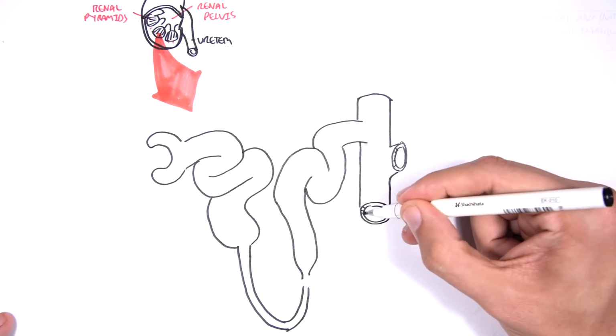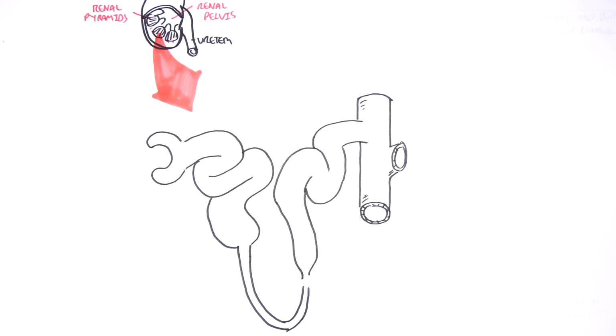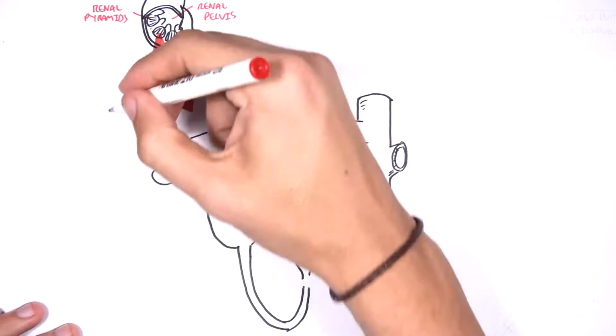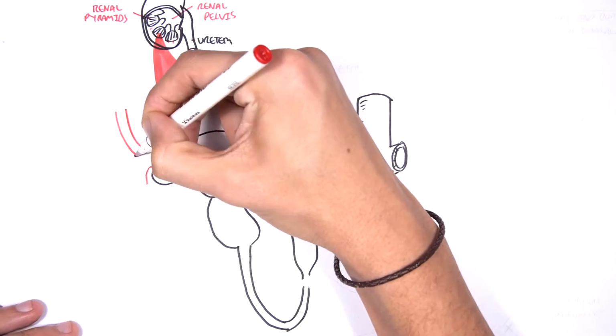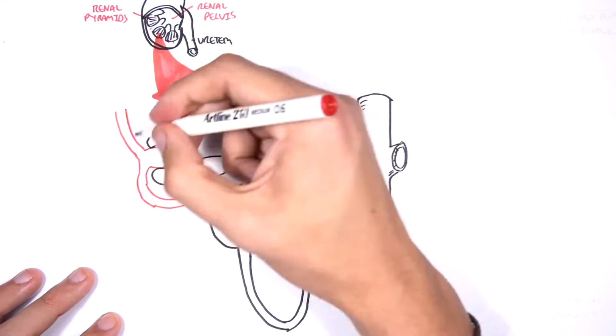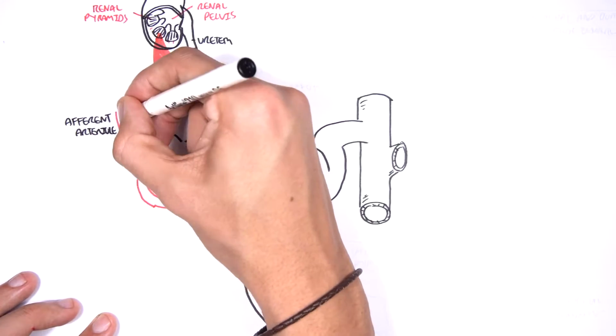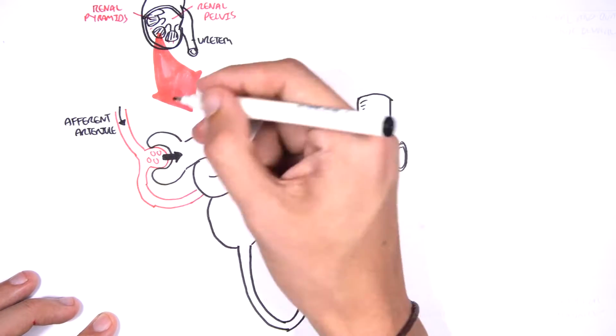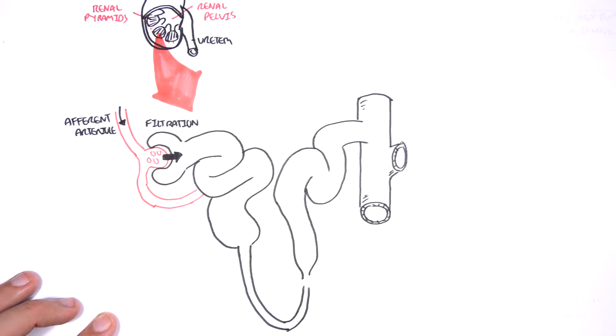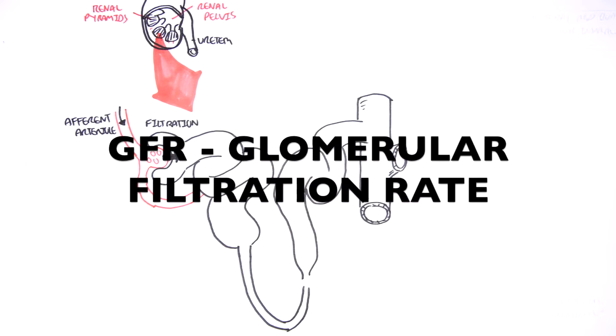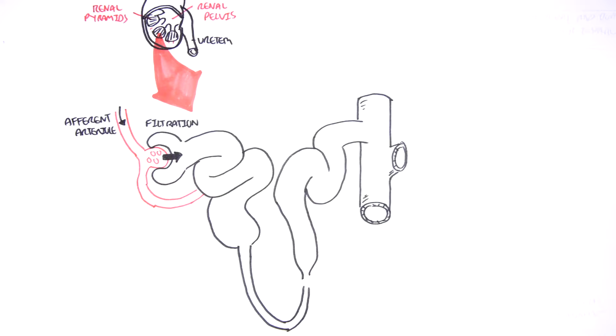So let us briefly look at the function of the kidneys, of the nephrons. So in summary, an afferent arteriole will carry blood from the renal artery. This afferent arteriole will come down and it will be filtered in the glomerulus. And this occurs in the Bowman's capsule, the head of the nephron. A term to note is the glomerular filtration rate. And this is literally the rate at which the glomerulus filters the blood.